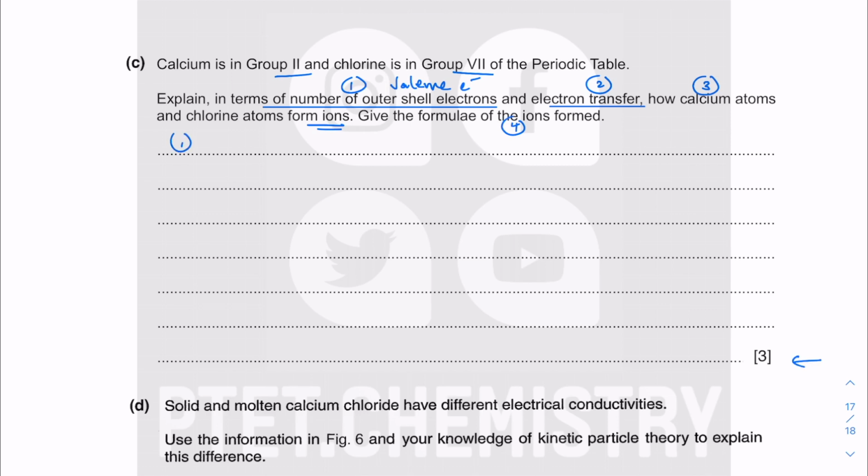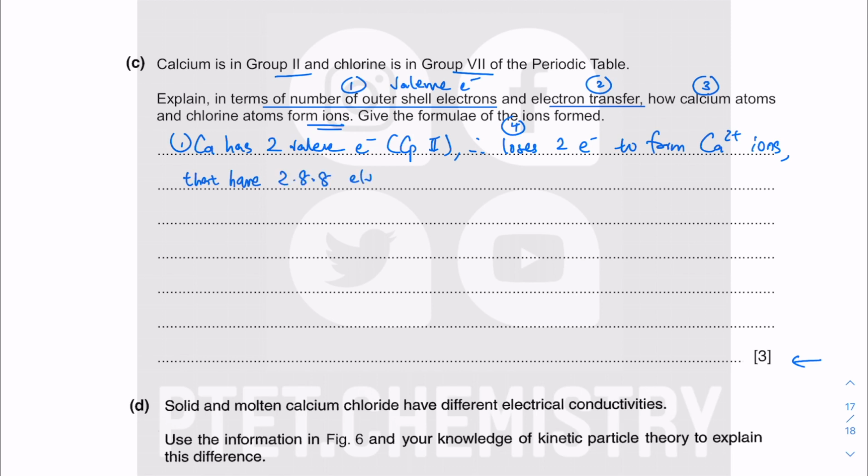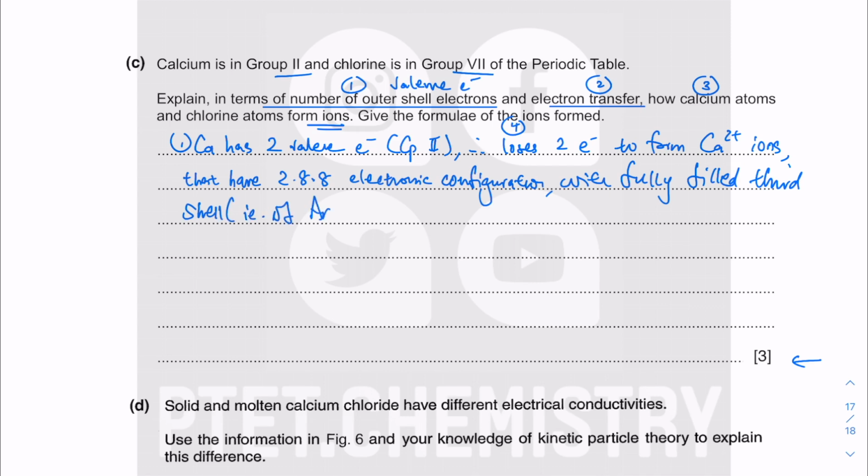Okay. In terms of number of valence electrons and electron transfer, calcium has 2 valence electrons because it's in group 2, therefore loses 2 electrons to form calcium 2+ ions that have 2.8.8 electronic configuration with fully filled third shell. Isoelectronic with argon.